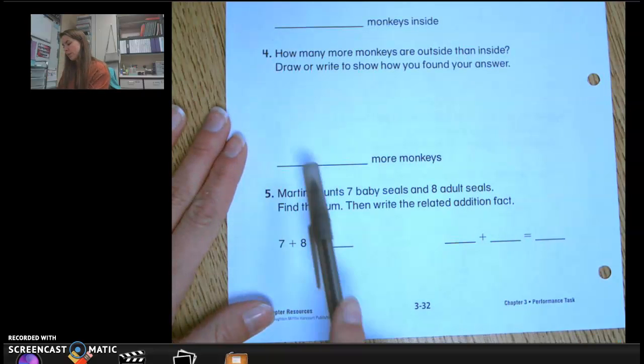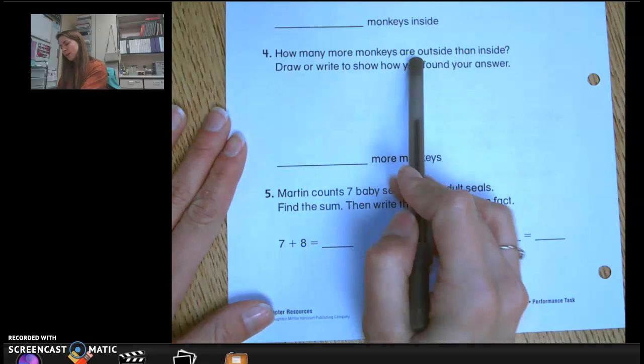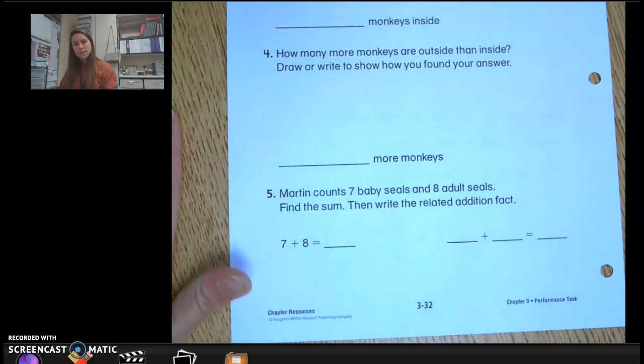Then on the line, you write how many more monkeys. So look at how many you have outside, look at how many you have inside, which number is bigger, and how much bigger is the number.